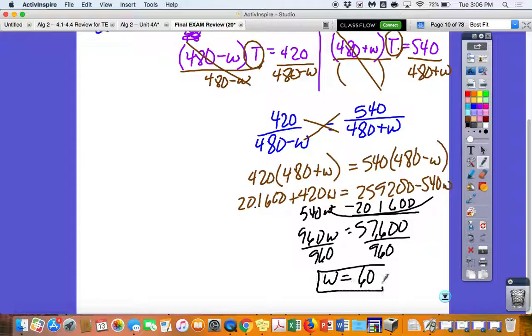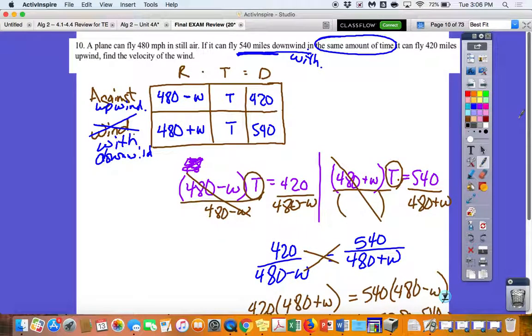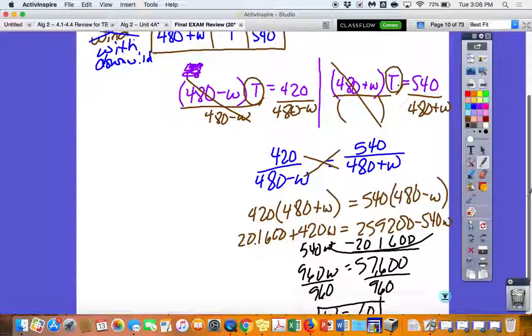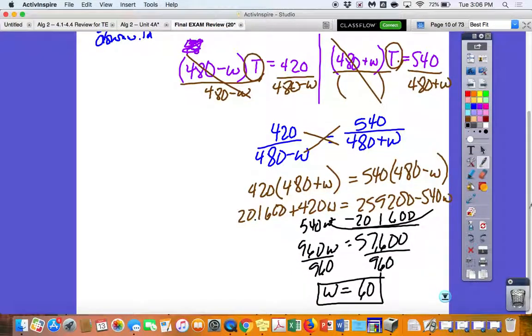I got 60. Did it ask me for how fast the wind was going? Because that's what I found. I found the W. What did it say? Find the velocity of the wind. Yes, I did. Now I'm going to leave it right there just in case you need to take a minute to look at it, but that is the answer. We found the velocity of the wind.